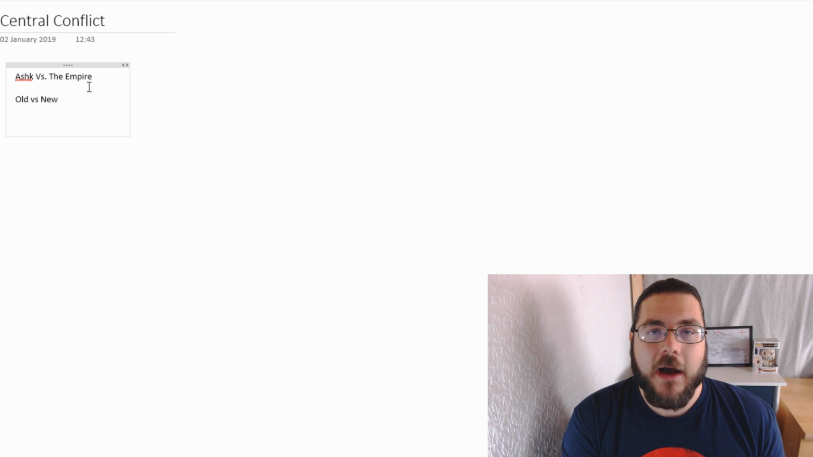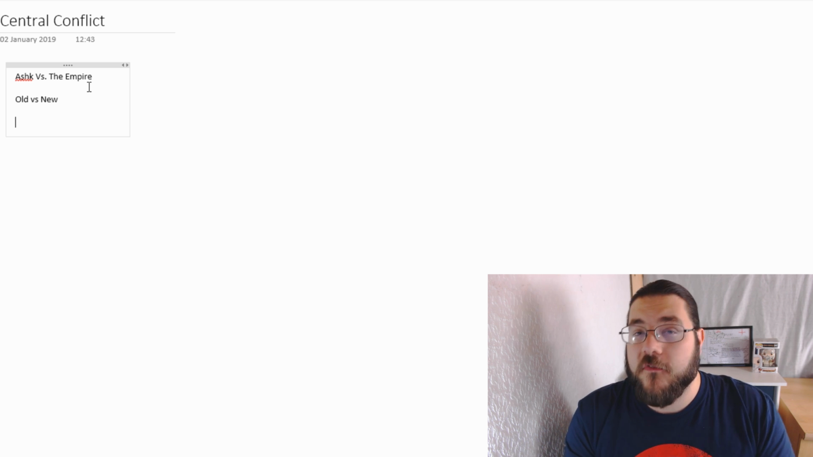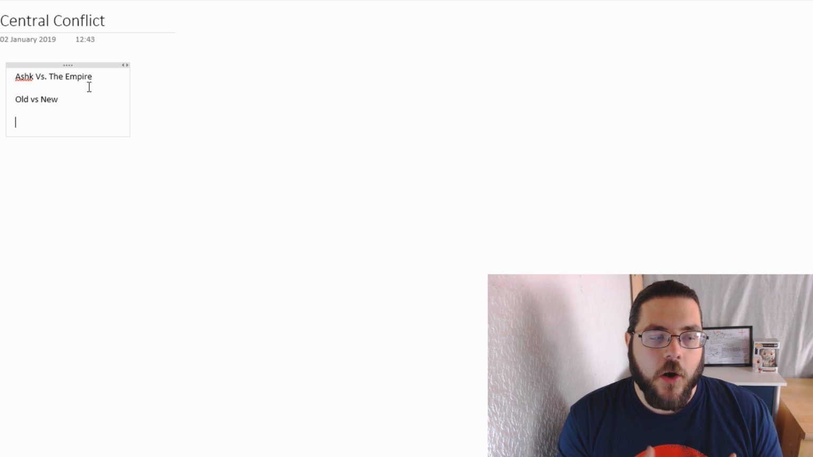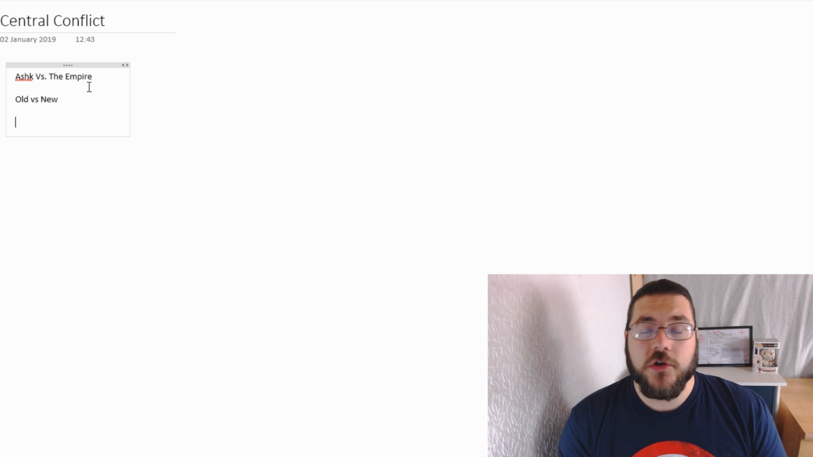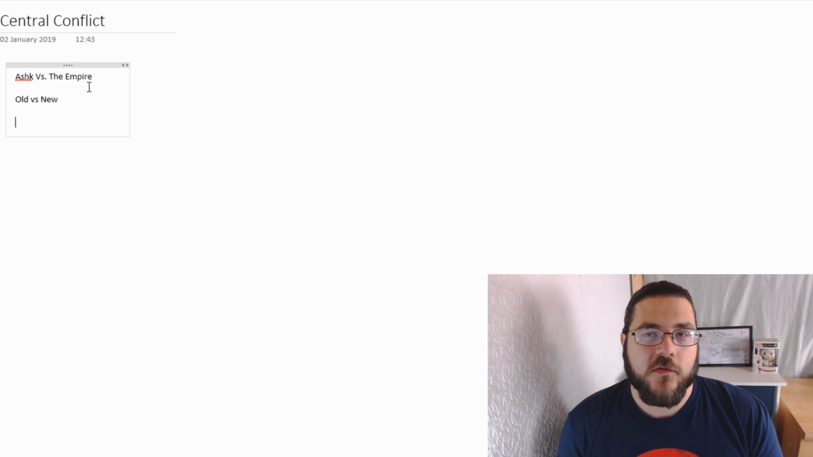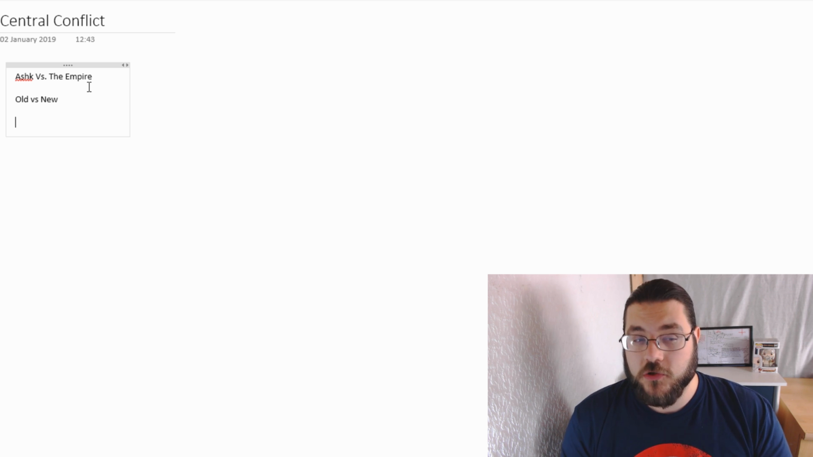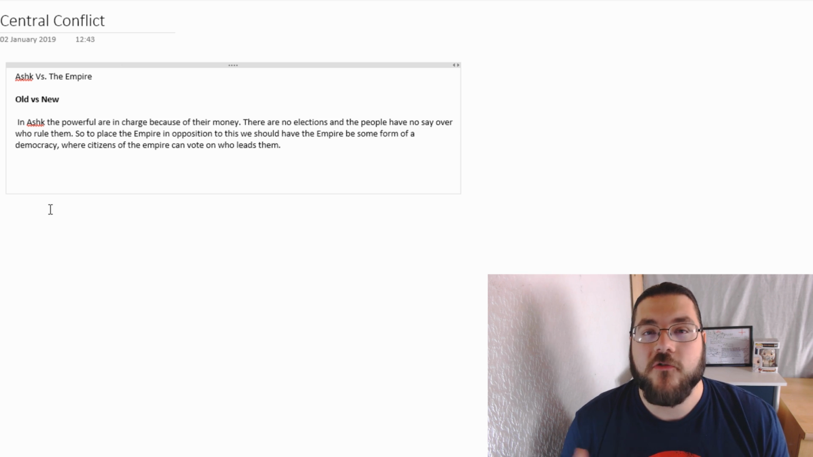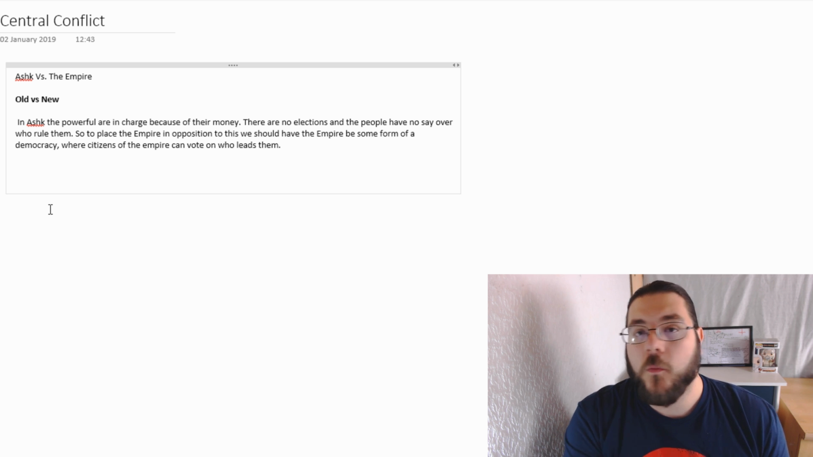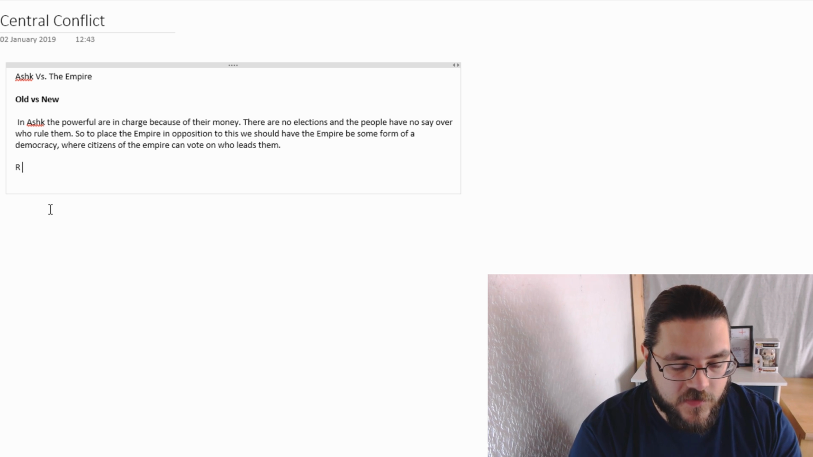In Ashk, power is gained by the wealthy and it's passed down through families. So in opposition to that, we should have the Empire have more of a democratic process where the people choose the power. Following on from this, we can address the matter of wealth inequality, the rich versus the poor.